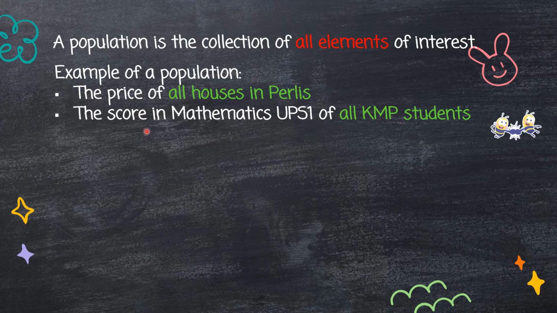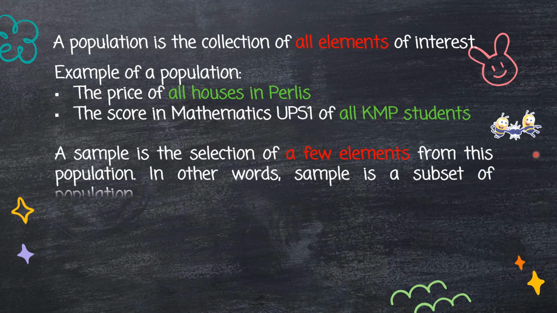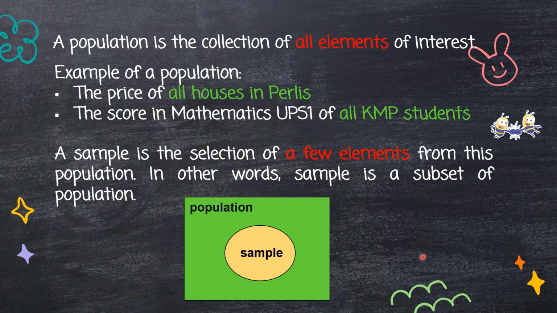And then the score in Mathematics UPS 1 of all KMP students. So this example relates to all KMP students. Now, a sample is the selection of a few elements from this population. In other words, a sample is a subset of the population. So the diagram shows the relation between population and sample.